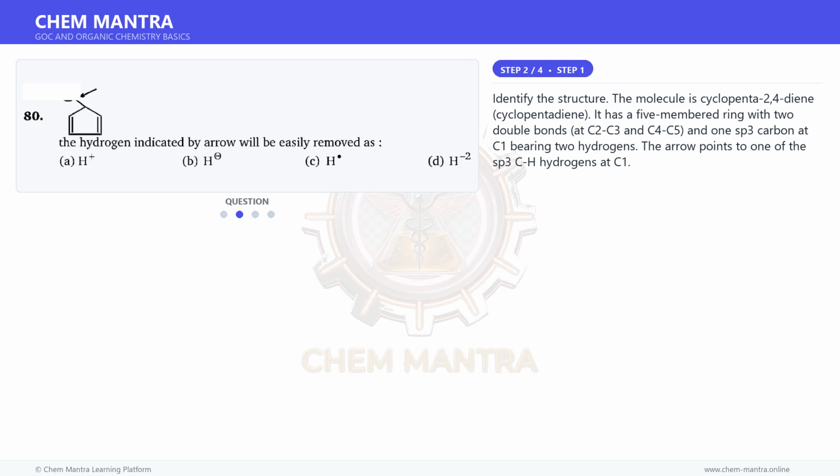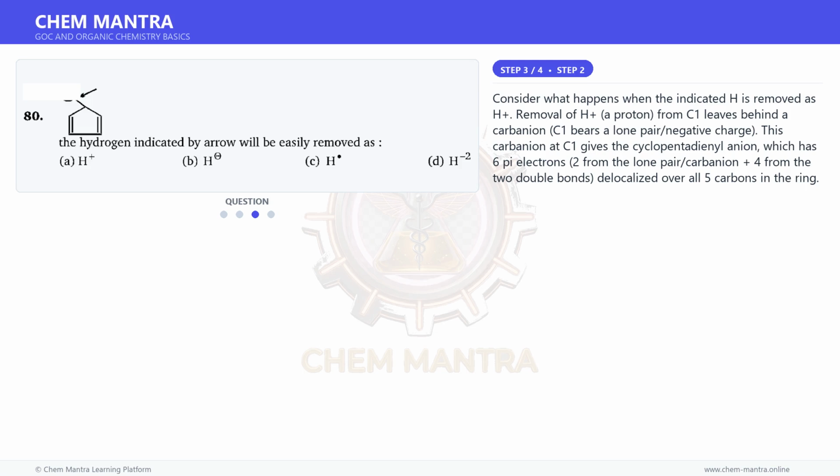Moving on to the next step. Identify the structure. The molecule is cyclopenta-2,4-diene, cyclopentadiene. It has a 5-membered ring with 2 double bonds at C2, C3 and C4, C5 and 1 sp3 carbon at C1 bearing 2 hydrogens. The arrow points to one of the sp3 CH hydrogens at C1. Moving on to the next step.